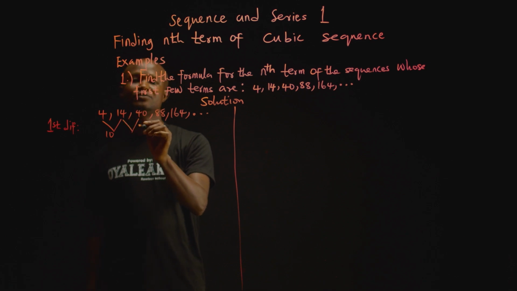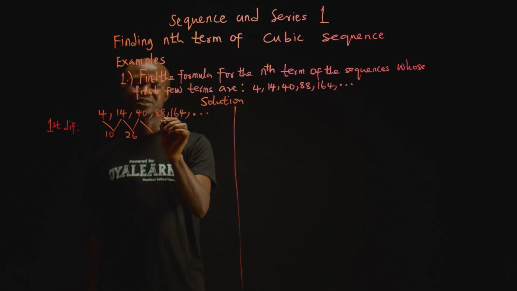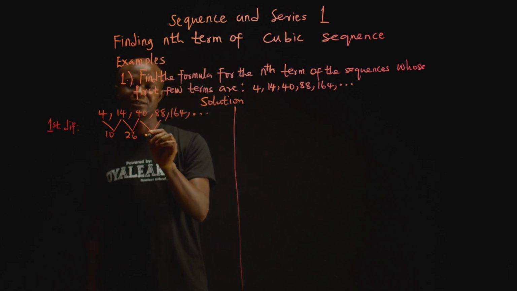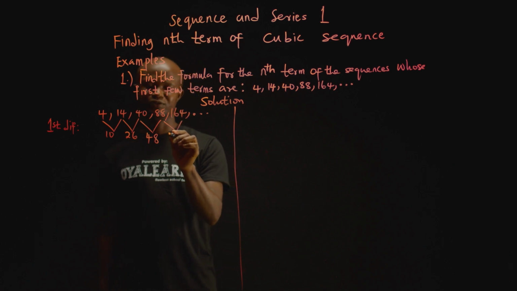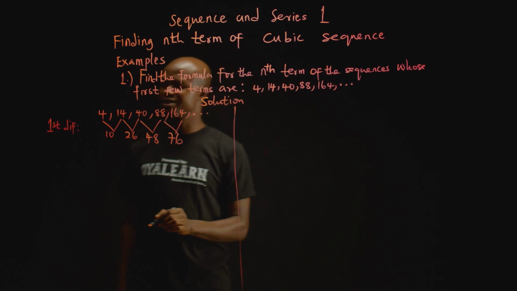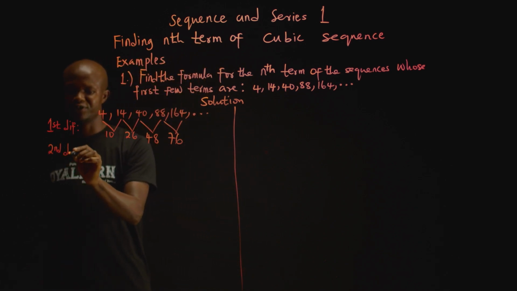Then 40 minus 14, that is 26. And 88 minus 40, that is 48. And 164 minus 88, that will give us 76. So in this case, we look for the second difference.